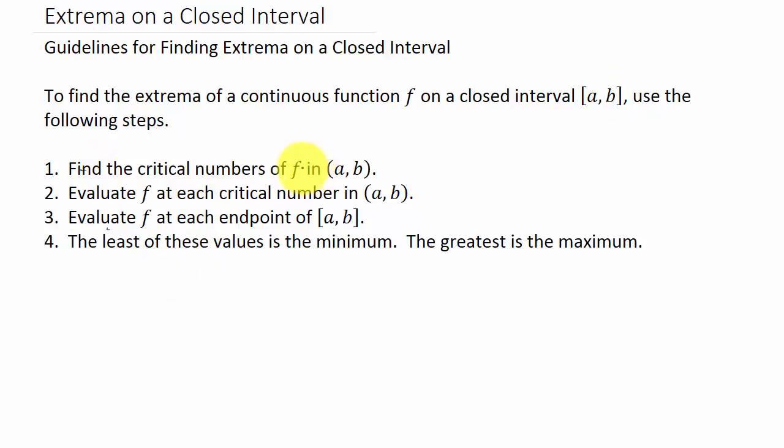We find the critical numbers of f in [a, b], and then we evaluate f at each of those critical numbers. Make sure the critical numbers are in the interval [a, b]. And then we evaluate the function at each endpoint. The least of these values is the minimum, and the greatest is the maximum.